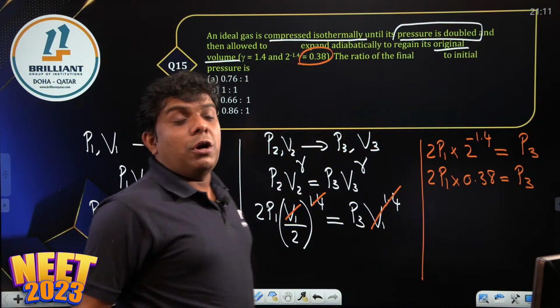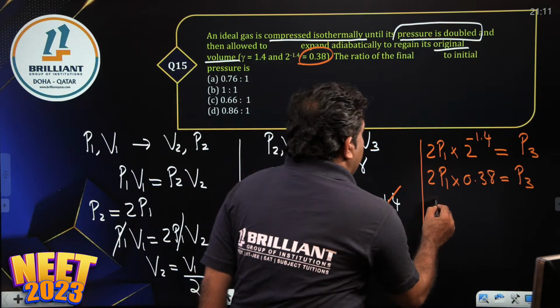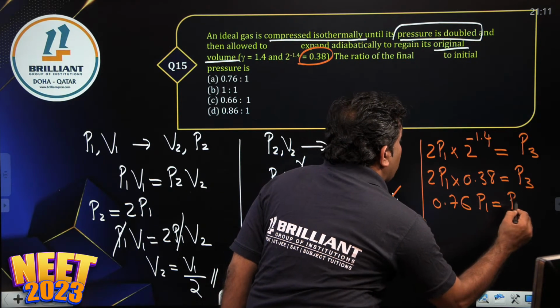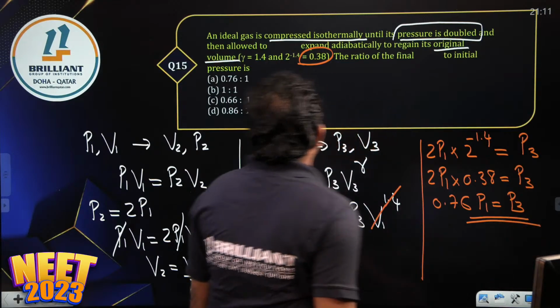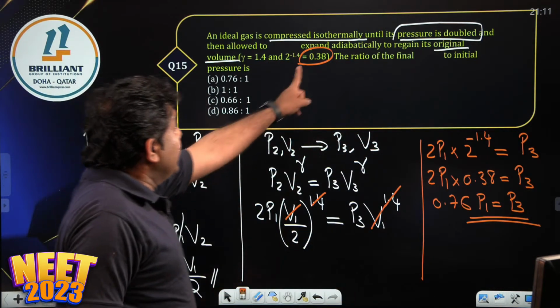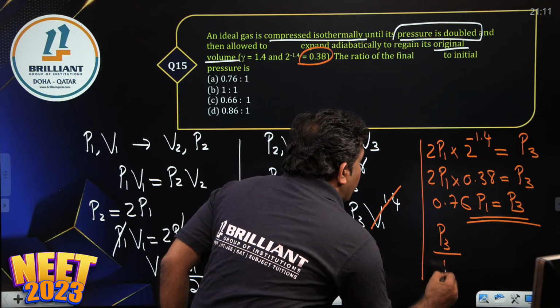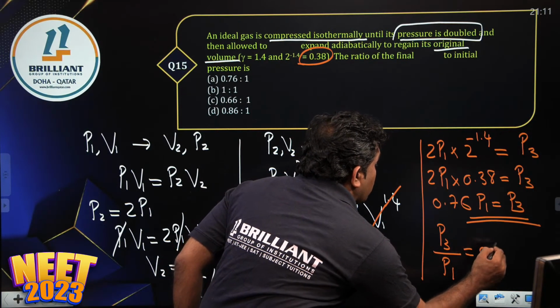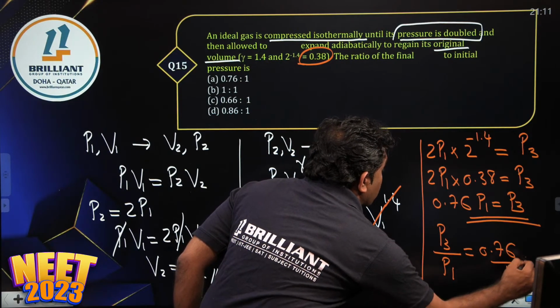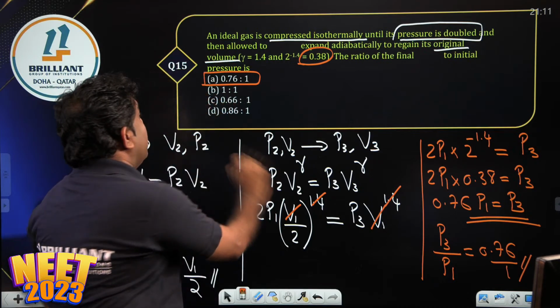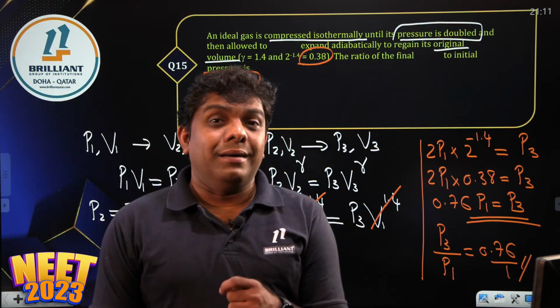2 into 0.38, how much is it coming? 0.76 P1 is equal to P3. So if they are finding the ratio of final to initial pressure, P3 by P1 is equal to 0.76 is to 1. So 0.76 is to 1 is the right answer.